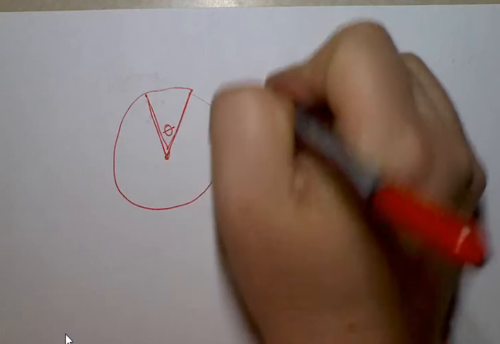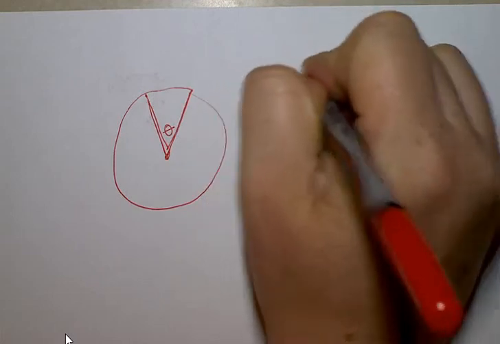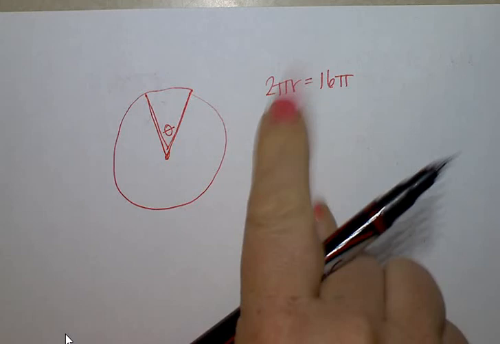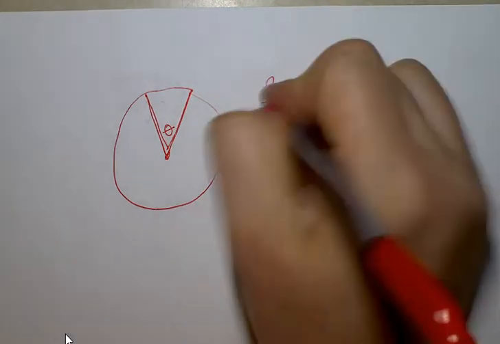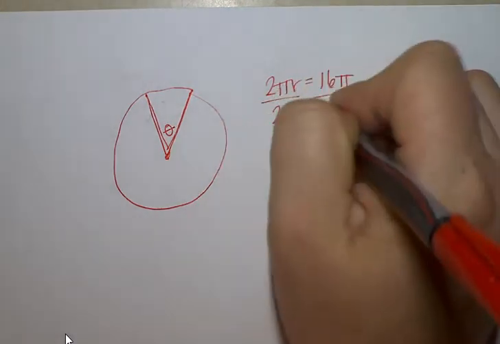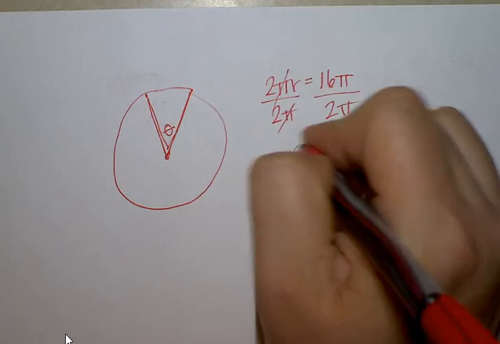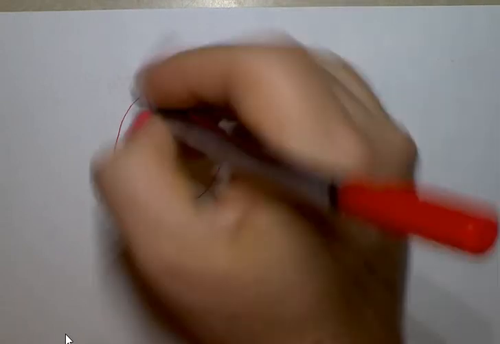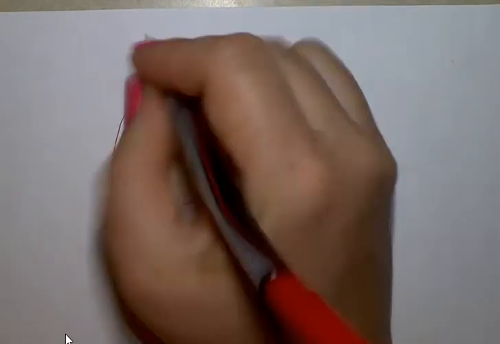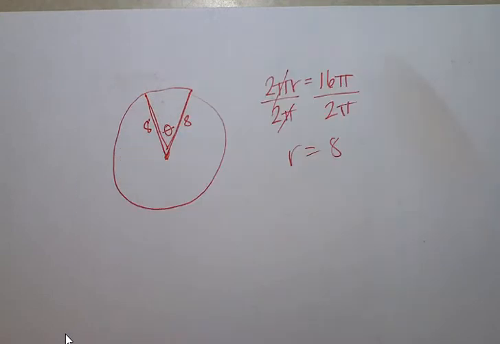So circumference is 2 pi r. Let's set that equal to 16 pi. We're going to solve for the only variable they show us, which is r. Divide both sides by 2 pi, and r is now equal to 8. So I know that the radius of this circle is 8. So I'm going to put 8 in this place and 8 in this place.